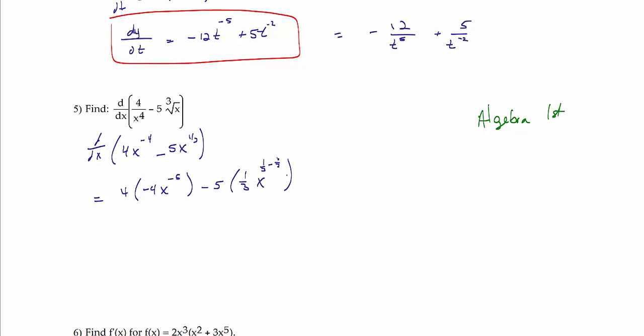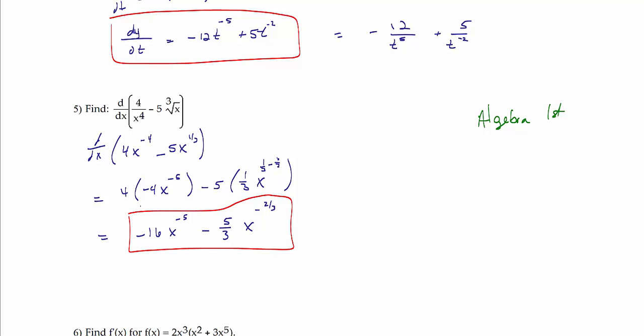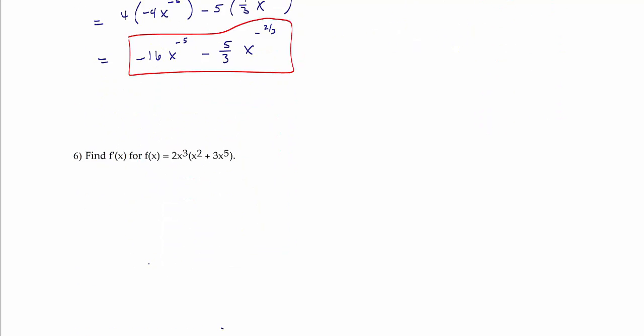Okay, so cleaning everything up, I have negative 16x to the negative 5th power, and then minus 5/3, 5 times 1/3, and then x to the 1/3 minus 1 becomes a negative 2/3 power. And there's our derivative. Same thing, no need to rewrite it for me.